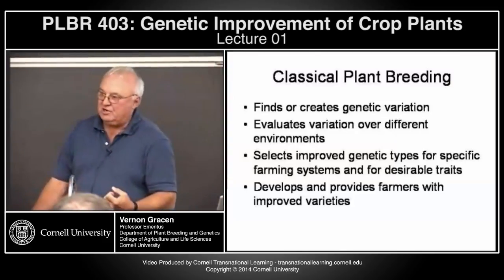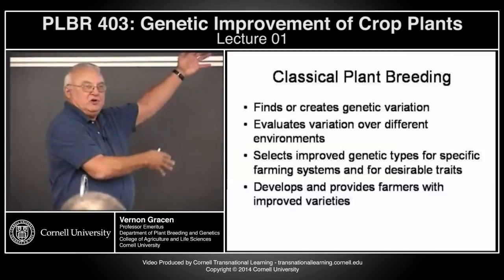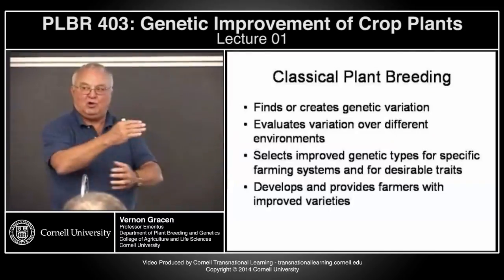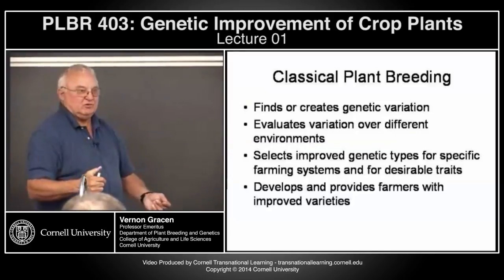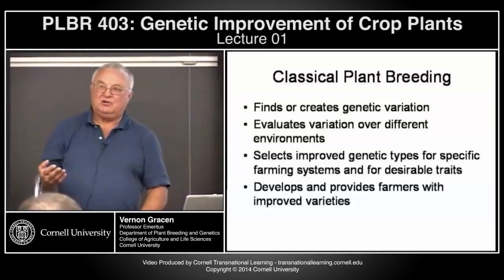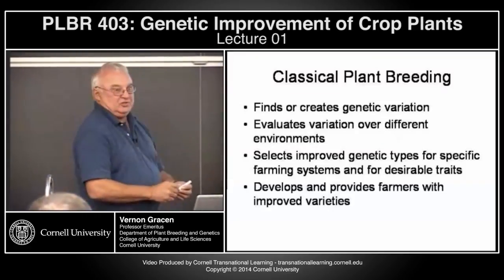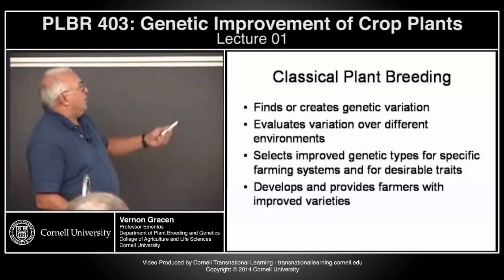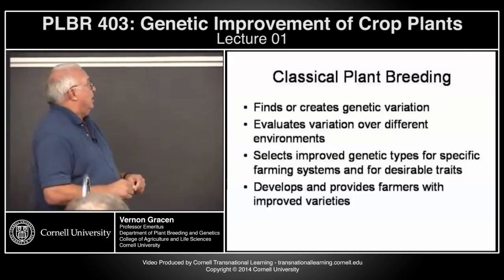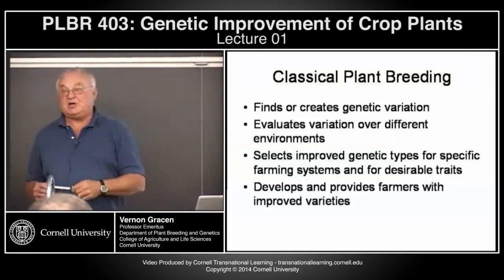So starting about 100 years ago, when we learned about Mendel's laws and genetics and how all these traits are inherited, and the fact that we can sort of control our own destiny, our own evolution, classical plant breeders started first finding or looking for genetic variation among our crops, but more importantly, creating genetic variation. Then they would evaluate the variation over different environments. They would select the improved types for specific farming systems and desirable traits.